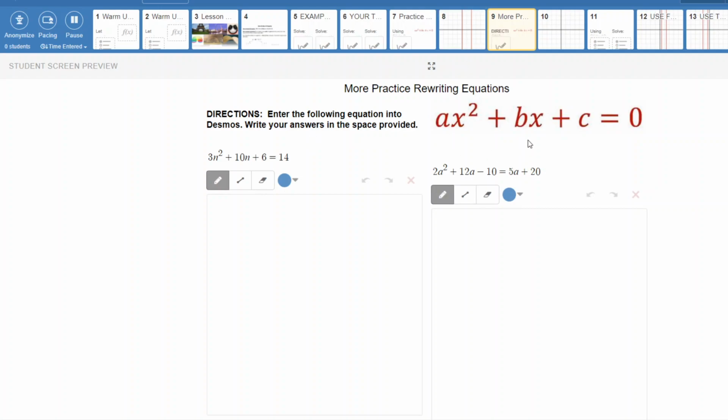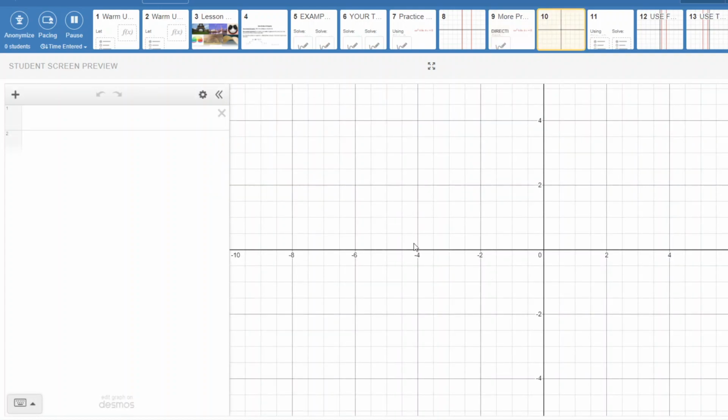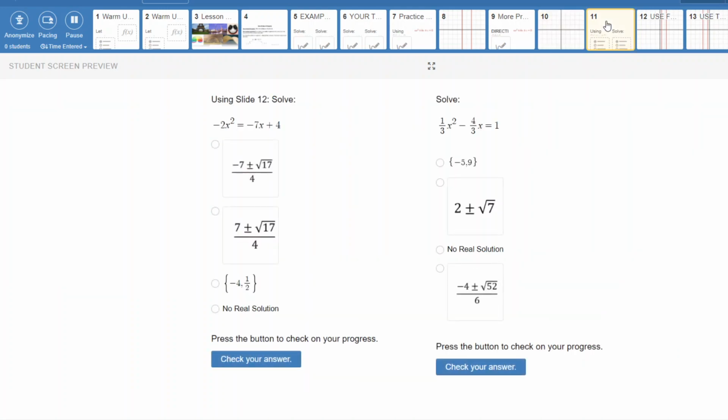Questions 9 and 10 would be very similar. You can type in the question, but make sure you put an x in. And there is actually a space here for you to practice that if you wish. Let's have a look. Using slide 12, answer this question here.